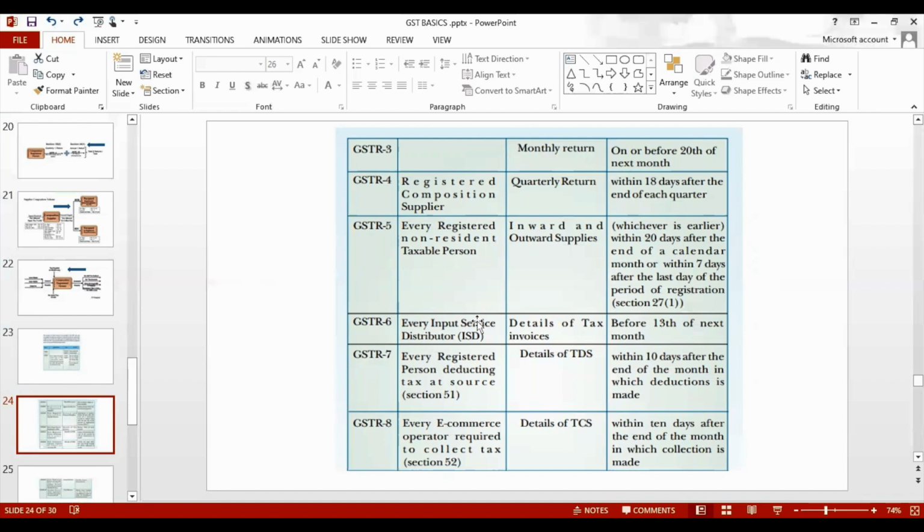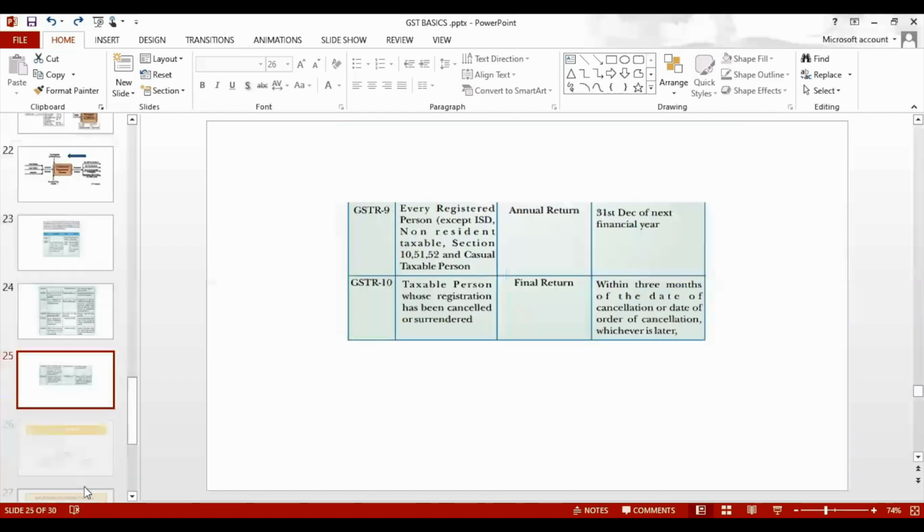What is GSTR 6? It is related to ISD. I will explain ISD. ISD means input service distributor. Next slide, I will explain ISD. GSTR 7 is related to the whole details of tax deducted at source. GSTR 8 is related to tax collected at source.